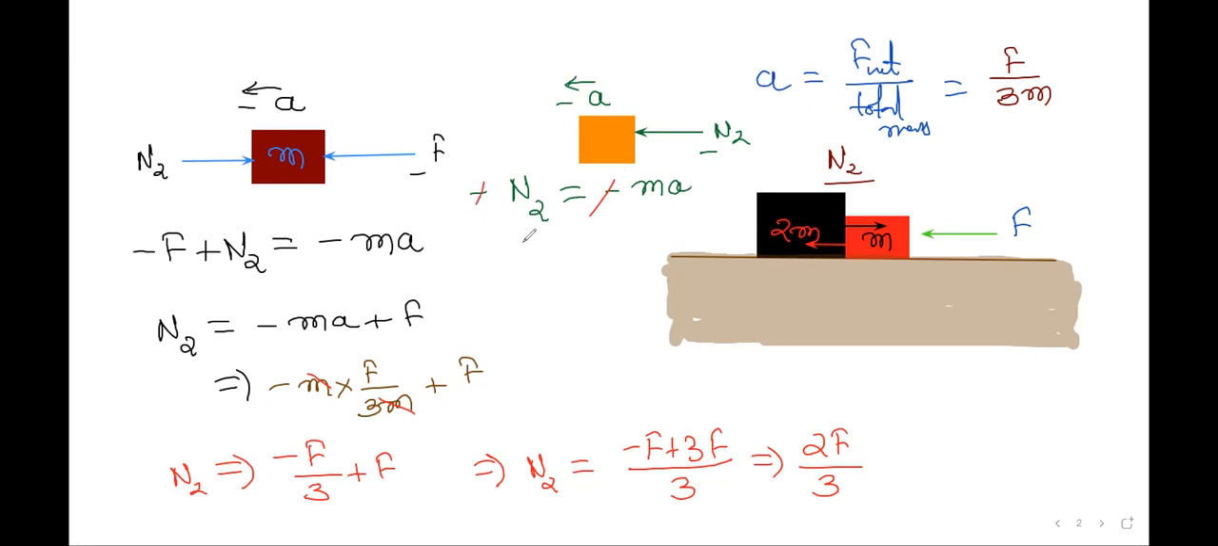So the N2 will be M into F by, okay, wait, this is 2m. Look, here mass is 2m, so we will have to mention 2m. Now cancel m from m. The value of N2 will be 2F by 3. Again the same.